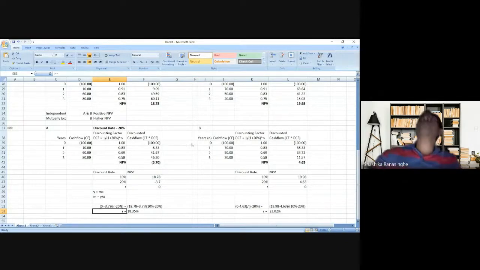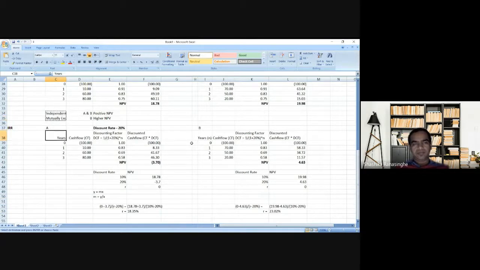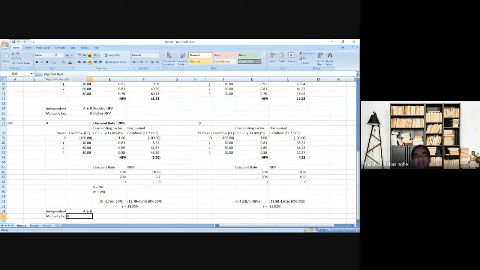Now, IRR is the internal rate of return. It's a rate of return, right? So when it comes to return, you always go for the higher return. If the projects are independent, you go for whatever project gives you a return above your cost of capital, which in this case is 10%. Your cost of capital is 10%, so you can go for both A and B. But if you assume they are mutually exclusive, then you can only go with B, because B has the highest IRR.